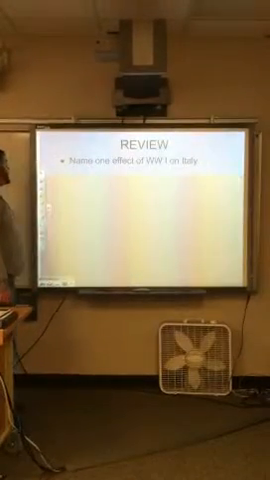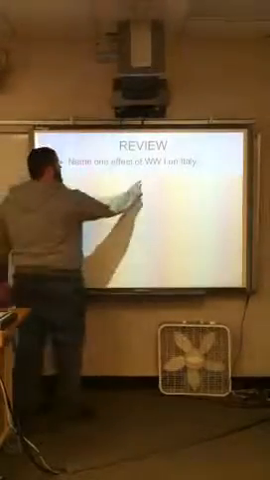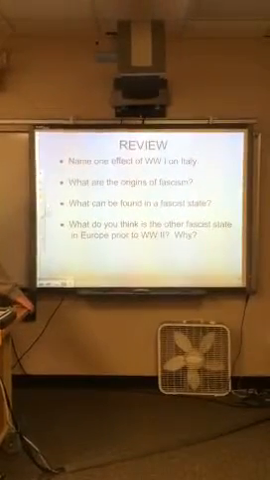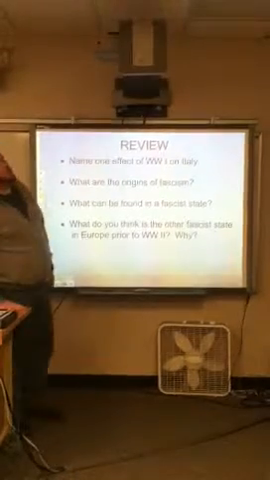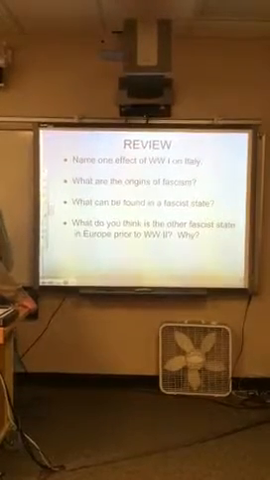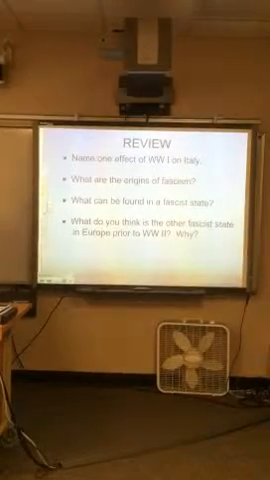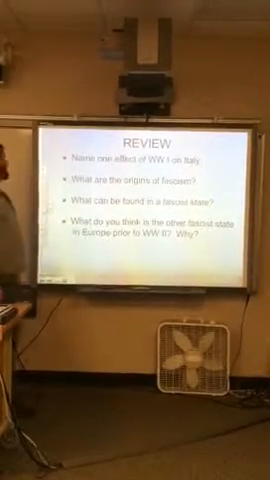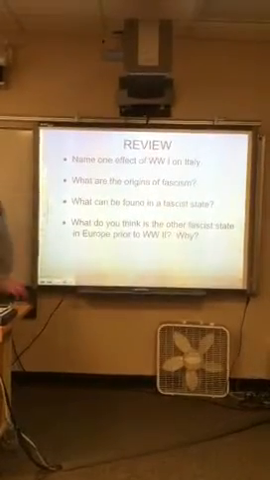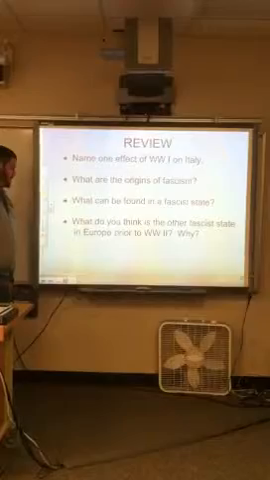Do a quick review here. Actually, we're going to take this for an assignment. We're going to go home tonight and take it for an assignment. If you will write down these four questions, get out a piece of paper, please. Number 1, name one effect of World War I on Italy. Number 2, what are the origins of fascism? Number 3, what can be found in a fascist state? And number 4, what do you think is the other fascist state in Europe prior to World War II, and why do you think that?